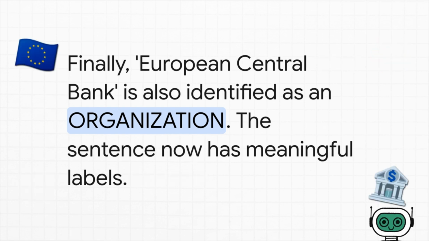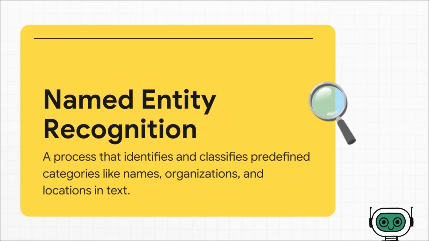And finally, it sees European Central Bank and marks that as an organization too. And just like that, what was once a flat sentence now has meaningful labels. We've pulled out specific, categorized information. And that right there is the core of it. Formally, named entity recognition is just the process of identifying and classifying these predefined categories in text. It's a super important first step for extracting any real information.